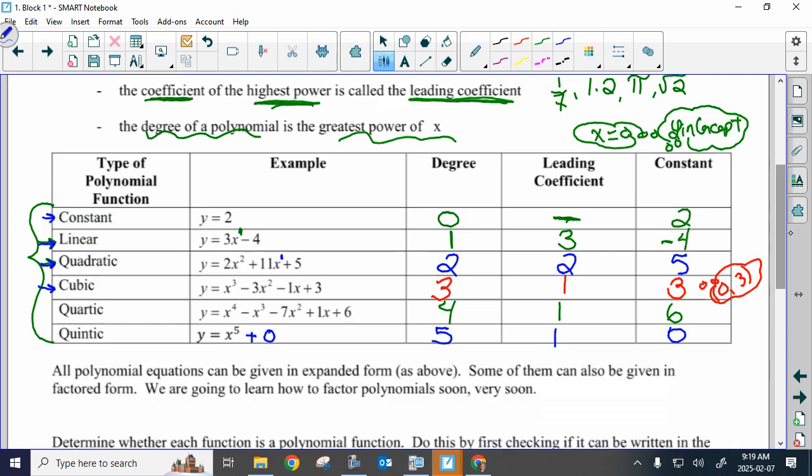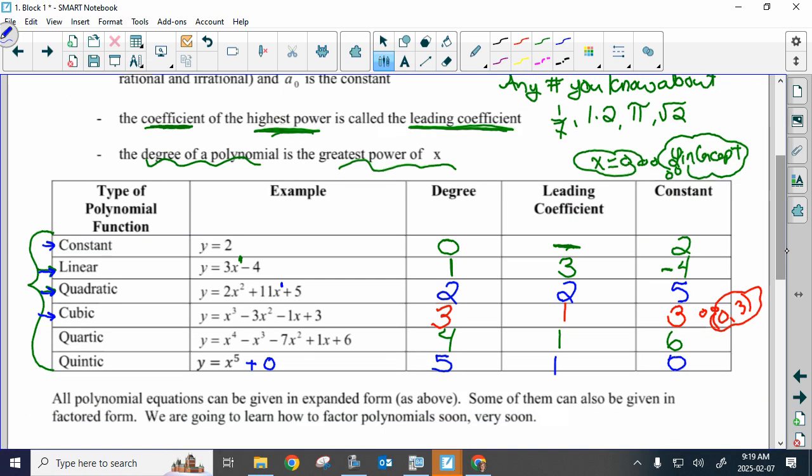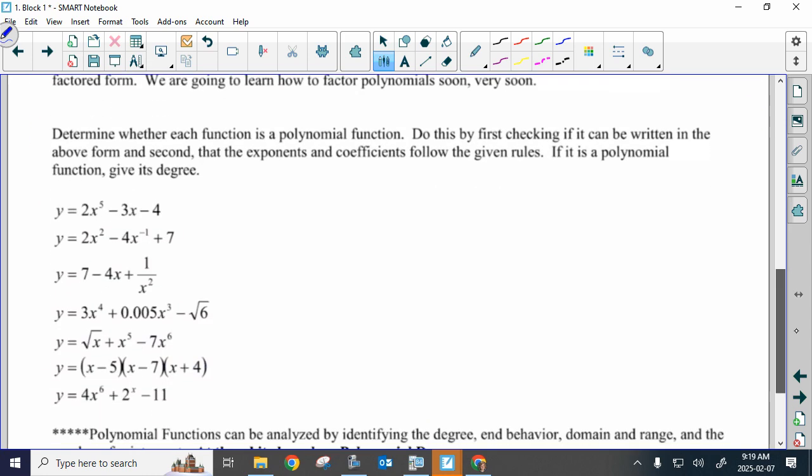Does that make sense? Okay, so we need to remember that every polynomial function has natural numbered exponents. They're going to have coefficients, and the coefficients can be any number. We call the leading coefficient the one that's attached to the highest power, and then we can figure out our degree.